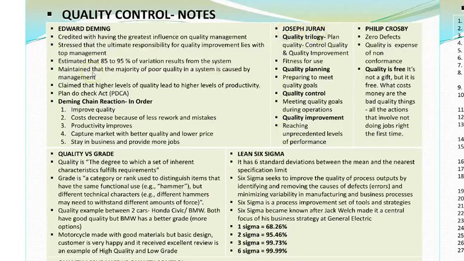The next question is, improve quality, cost decreases because of rework and mistakes, productivity improves, captures market with better quality and lower price, stay in business and provide jobs. Again, this is a chain reaction, and it is explained by who? The answer being Edward Deming, if you look at his chain reaction.